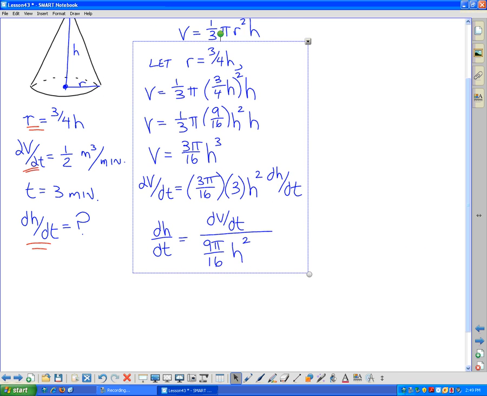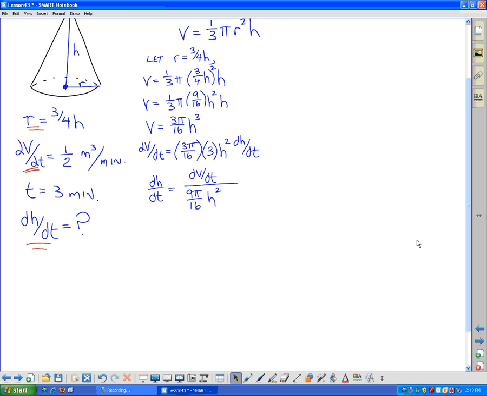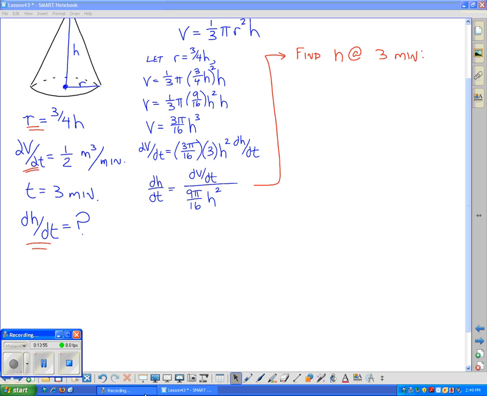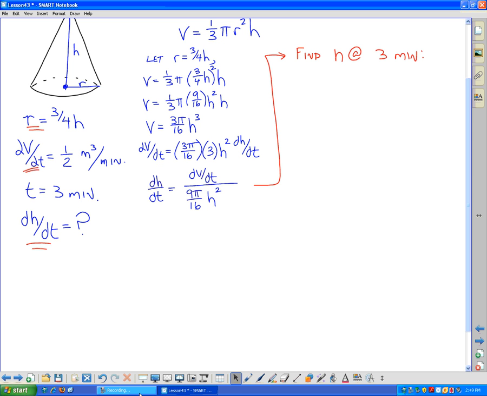At this point in time, I have an expression for how height's changing. I'm just going to change colors for emphasis. Find height at 3 minutes. Well, can I find the volume at 3 minutes? That's kind of what we're looking at. The answer is yes, we can find the volume at 3 minutes. I'm going to leave it there, and I'll finish it up in the next video and just continue on.